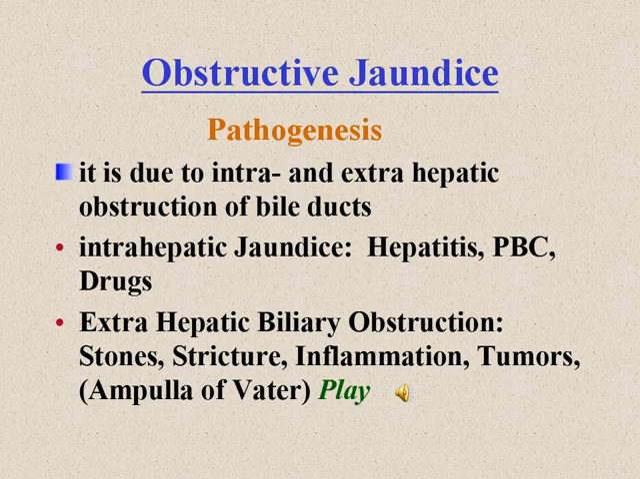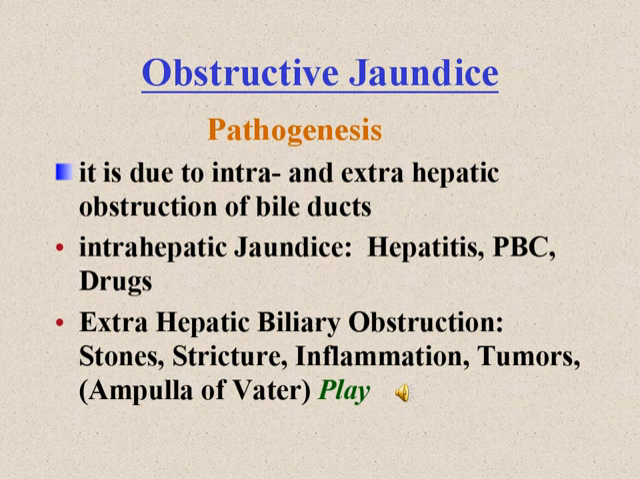Obstructive jaundice, the pathogenesis is due to intra and extrahepatic obstruction of bile ducts. Intrahepatic jaundice: hepatitis, PBC, that is primary biliary cholangitis, and certain drugs. Primary biliary cholangitis is previously known as primary biliary cirrhosis. It is an autoimmune disease of the liver.